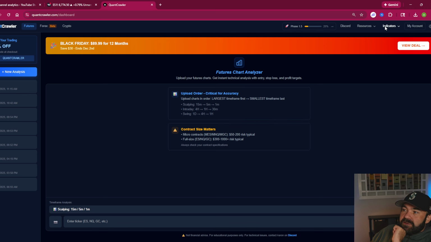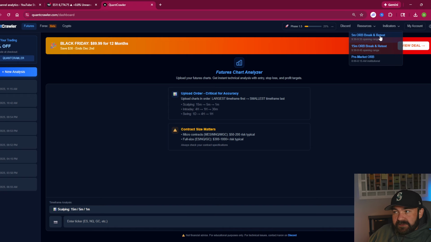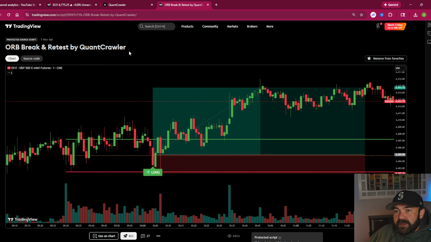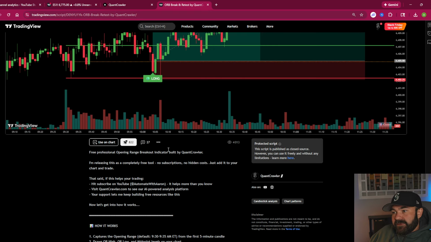Anyways, up here in the top right, there's an indicators button. You can do the 5 minute opening range break and retest, which is the one we're going to look at. Then there's a 15 minute opening range break and retest, and then a pre-market opening range if you want a position where institutional investors are positioning themselves for the day. But you just click this 5 minute ORB, break and retest. It looks like this right here. You add it to favorites, add it to your chart.